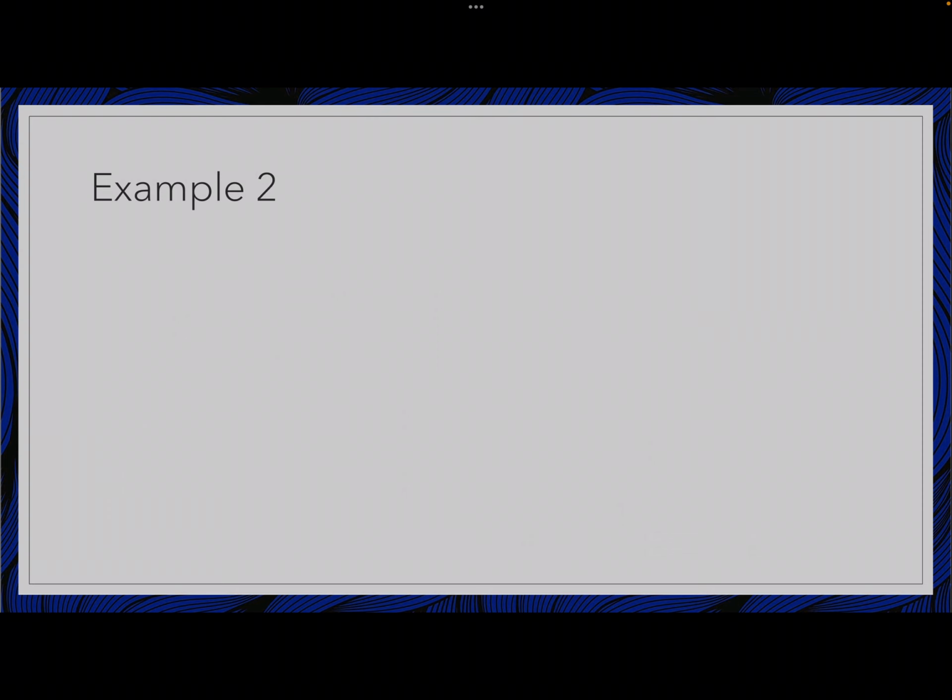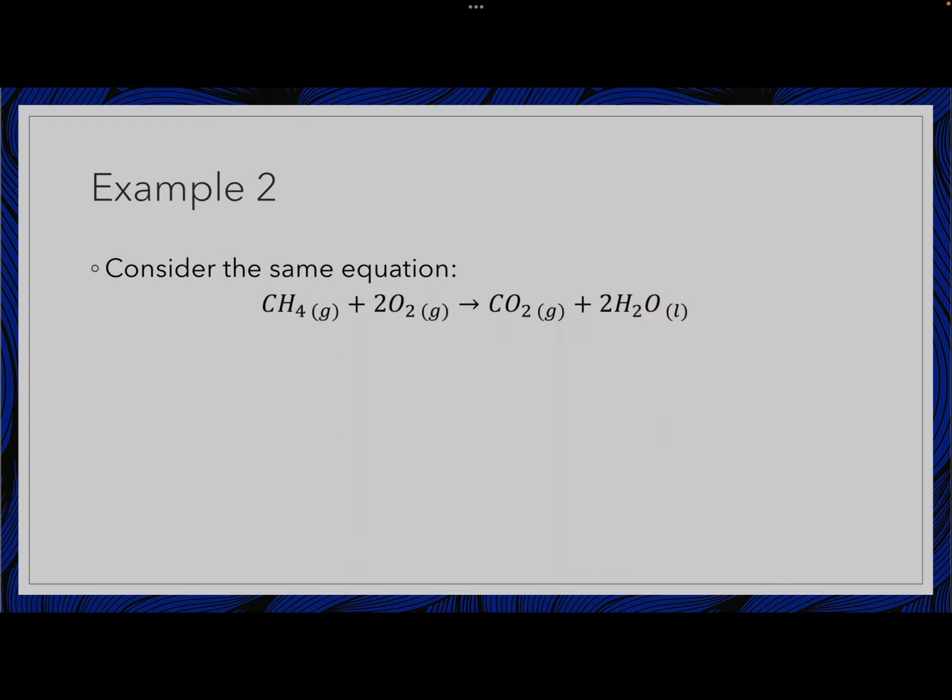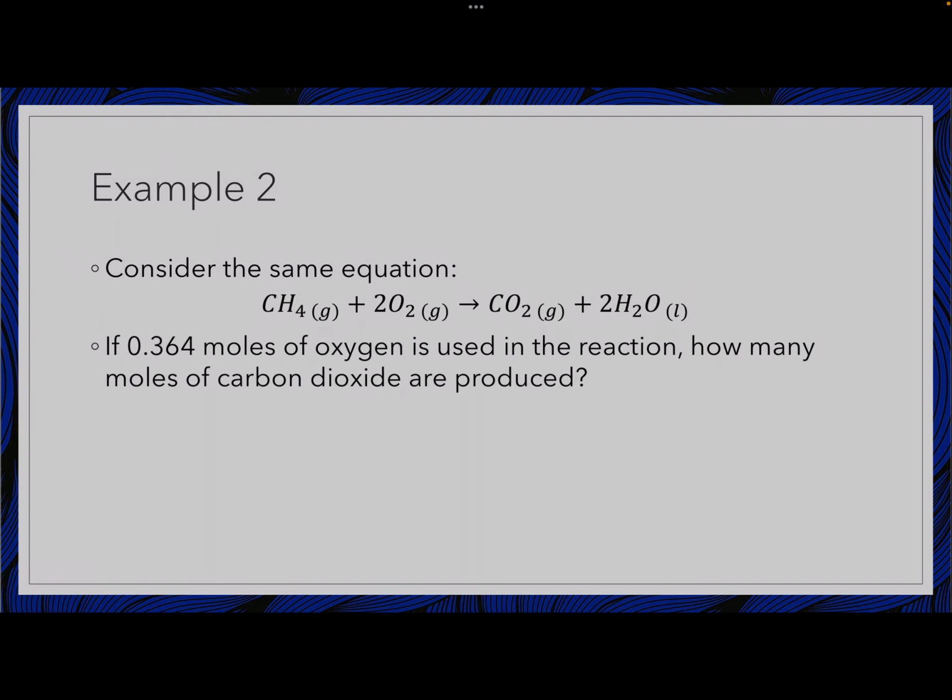Now, having a look at another example. Consider the same equation. So we've got that combustion of methane again. If 0.364 moles of oxygen is used in the reaction, how many moles of carbon dioxide are produced?